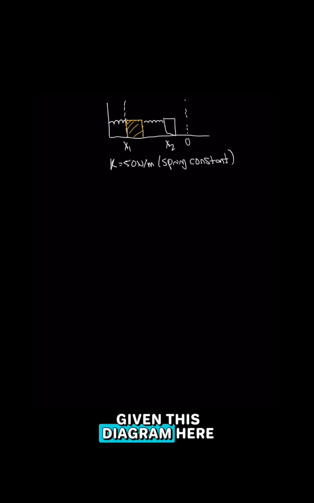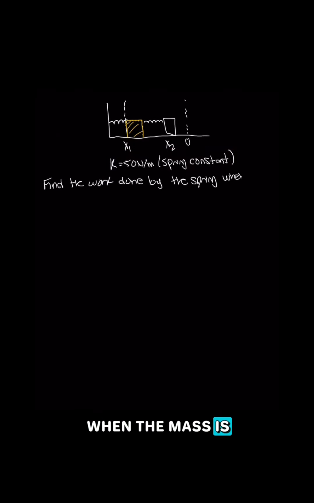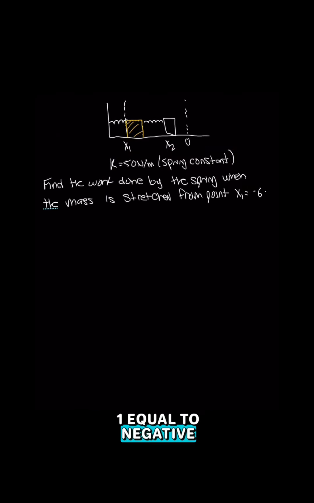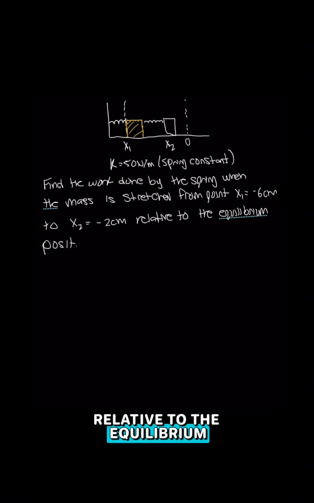Alright, so let's say you're given this diagram here of a compressed spring moving from point x1 to x2, and the question says, find the work done by the spring when the mass is stretched from point x1 equal to -6 centimeters to point x2 equal to -2 centimeters, relative to the equilibrium position.